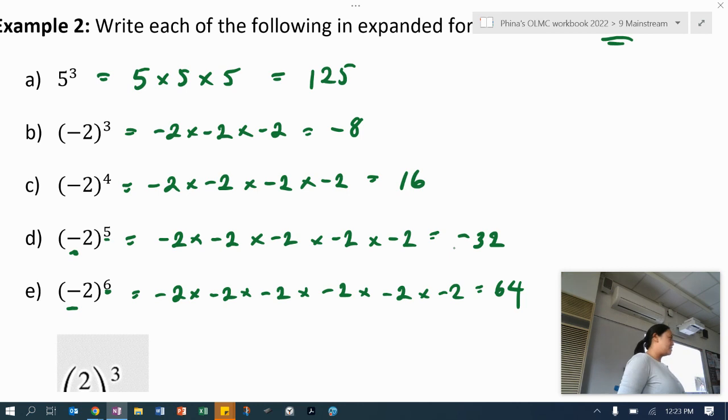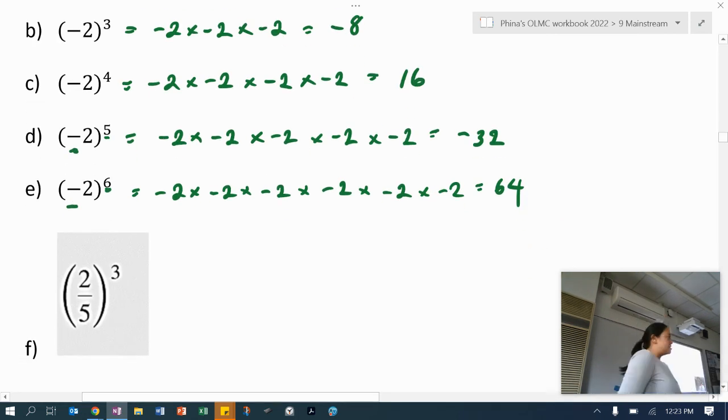Is this the same thing you did last term? Probably. Yeah, they would have done indices. Are they going to do equations? Yeah, they do. Yep.